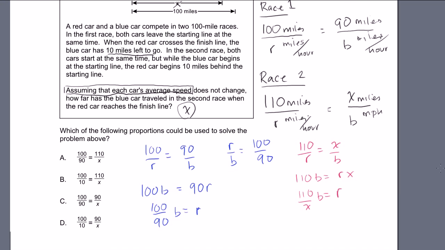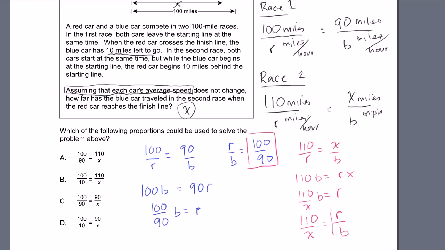And then if we divide both sides by b, we get 110 over x is equal to r over b. That's the information that the second race gave us. Now, the first race already told us what r over b is equal to. It's equal to 100 over 90.